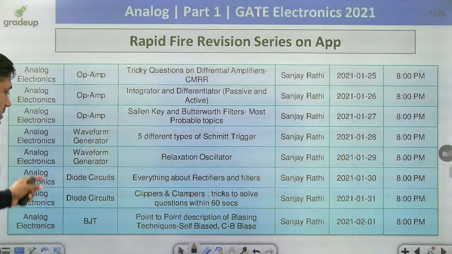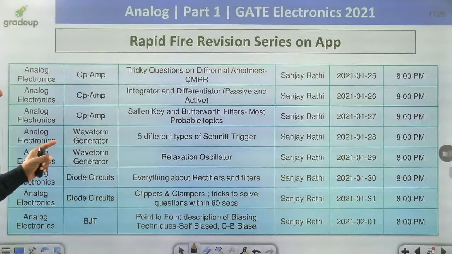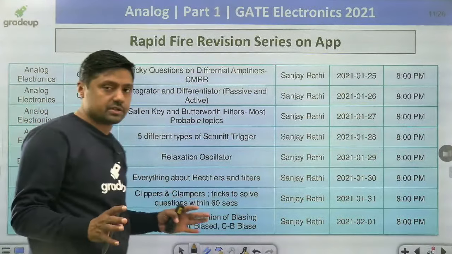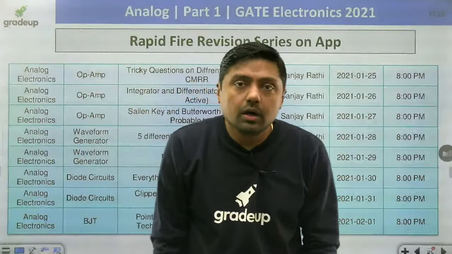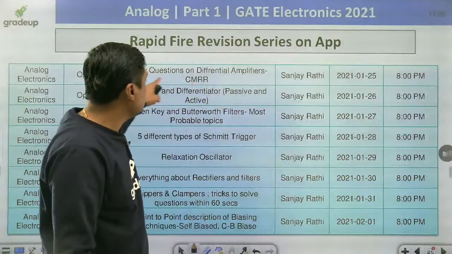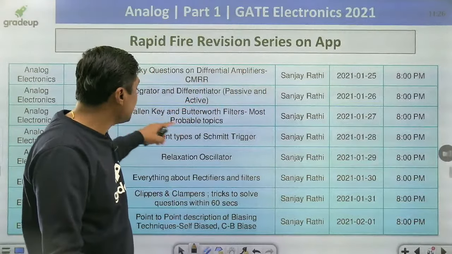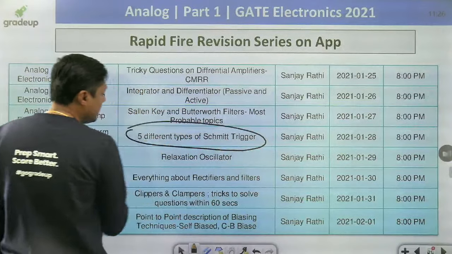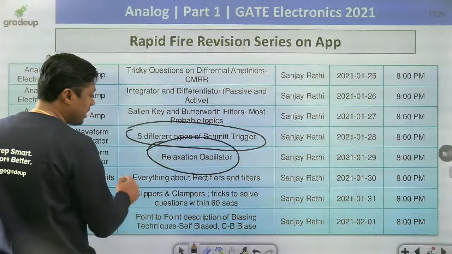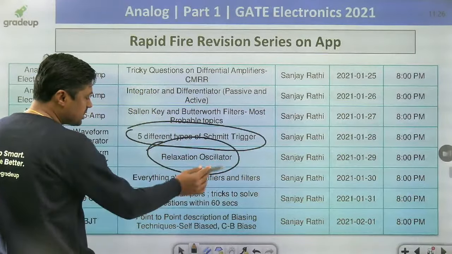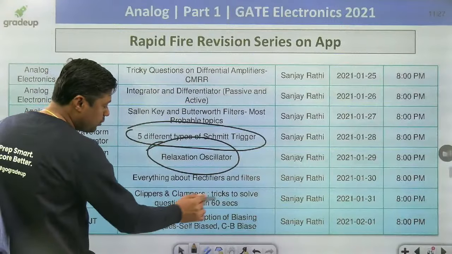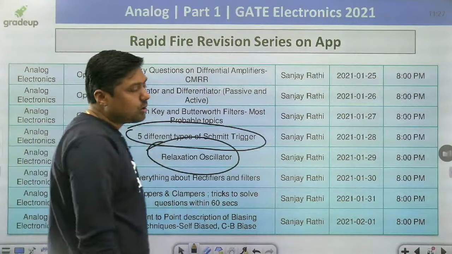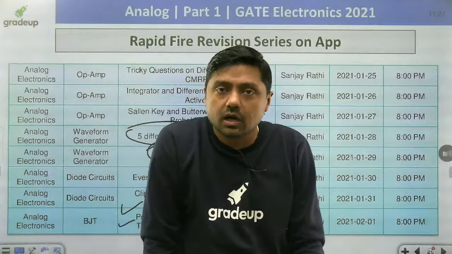Now again, that is the list. Please take the snapshot. New students, and that is the complete series just after this Formula 1 series on the Gradeup app. And we will discuss important numericals on differential amplifier, integrator, Schmitt trigger, 5 different types of Schmitt trigger, right? And then what? Relaxation oscillator, everything about the rectifiers and filters, clipper and clamper, point-to-point description of biasing techniques and self bias circuit. No doubt, it is not possible to cover the complete syllabus.